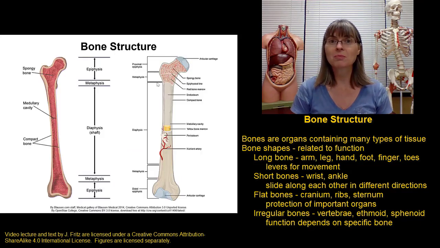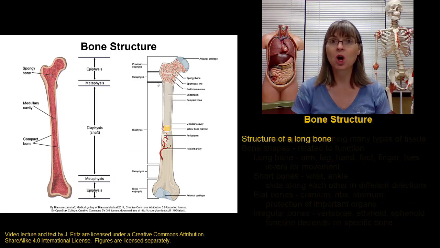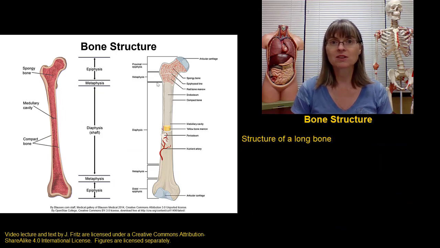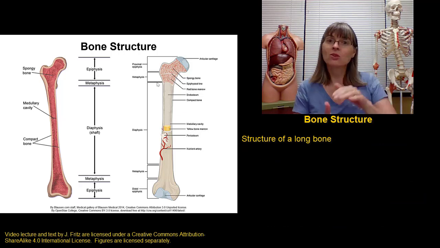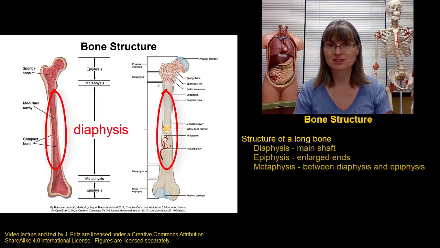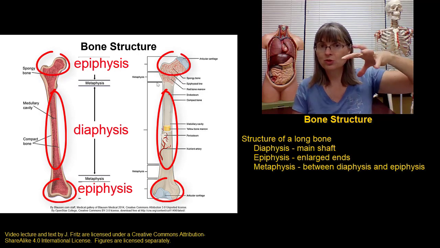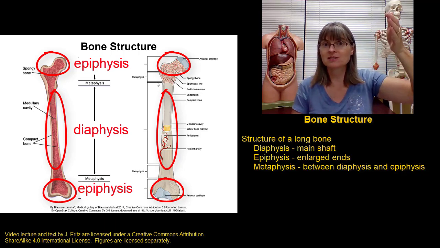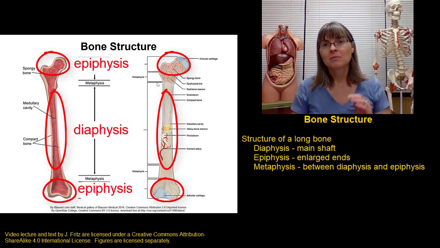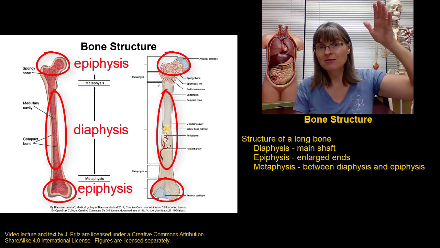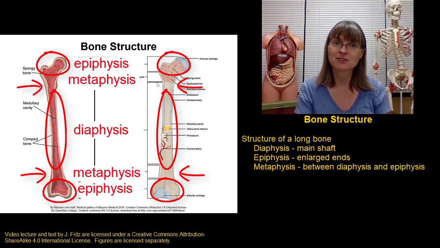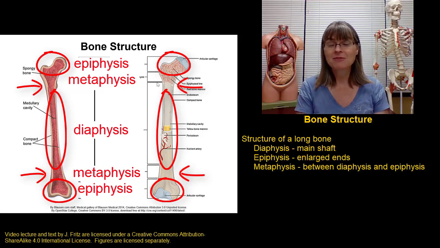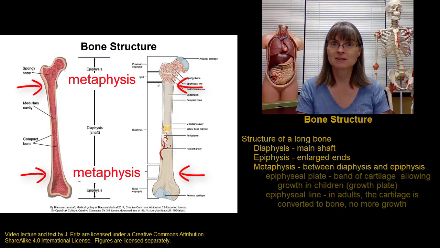As we take a closer look at bone structure, I'd like to focus on the long bones. So let's look at the parts of a long bone. The long shaft of the bone is called the diaphysis, and the ends of the bone that are usually a little more enlarged because they're going to be interacting with other bones are called the epiphyses. So we have one epiphysis on each end. Between the epiphysis and the diaphysis, we have an area called the metaphysis.